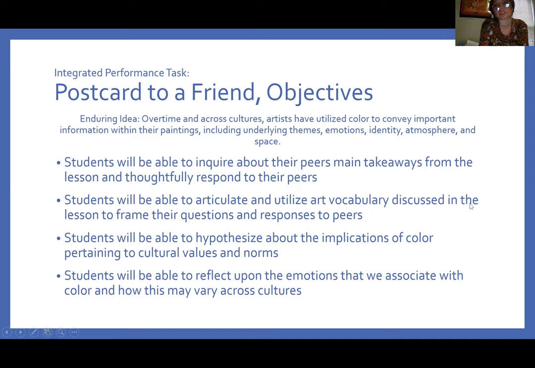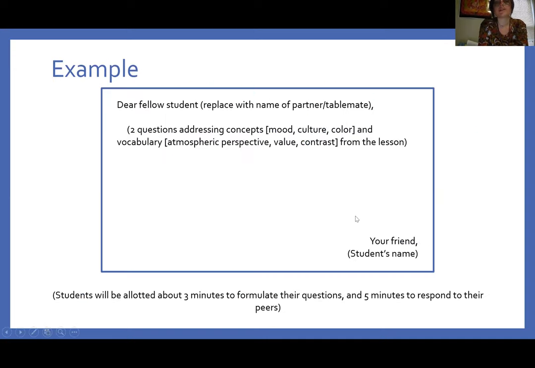So in my example, I just have "Dear fellow student," and of course you'd replace that with the name of your partner or table mate. And then I just want them to pose two questions addressing the concepts from this lesson. So that's mood, culture, and color, and the vocabulary: atmospheric perspective, value, and contrast, to frame these questions to a fellow student. The student would then have about 5 minutes to respond to their peers.